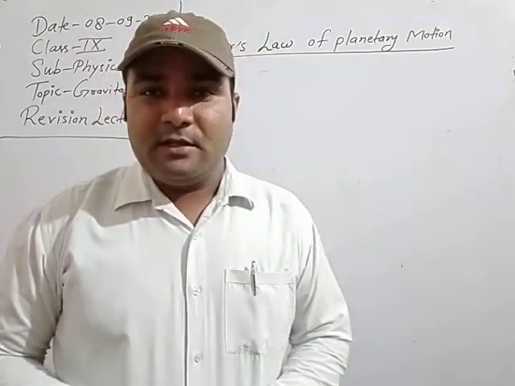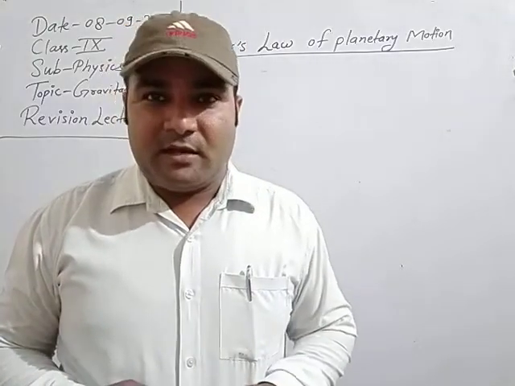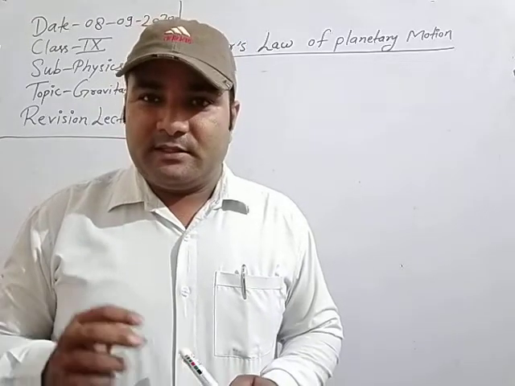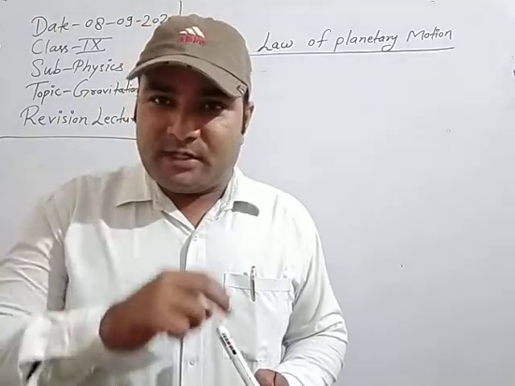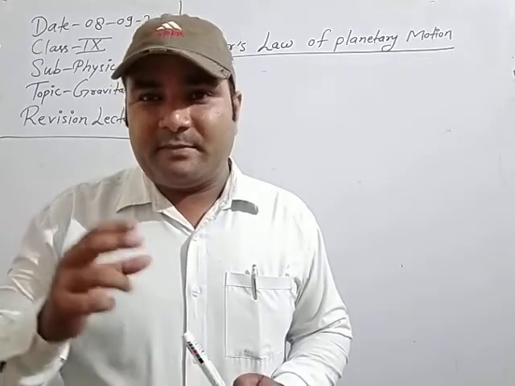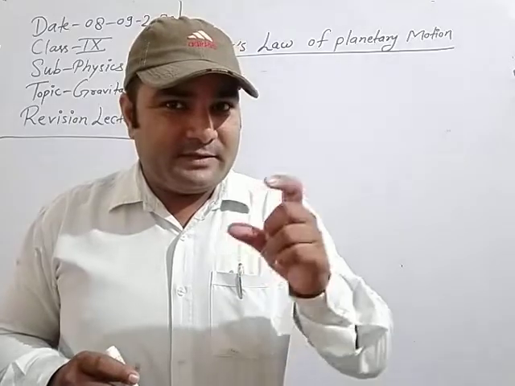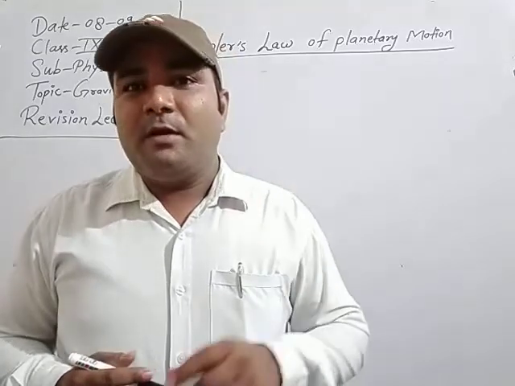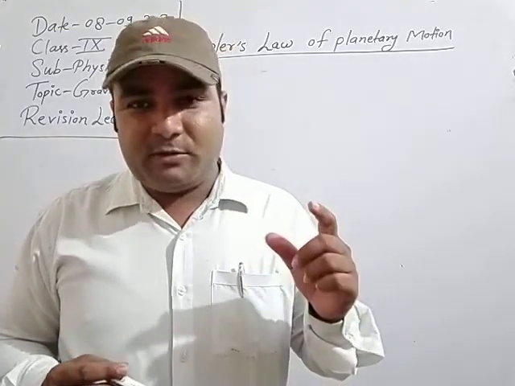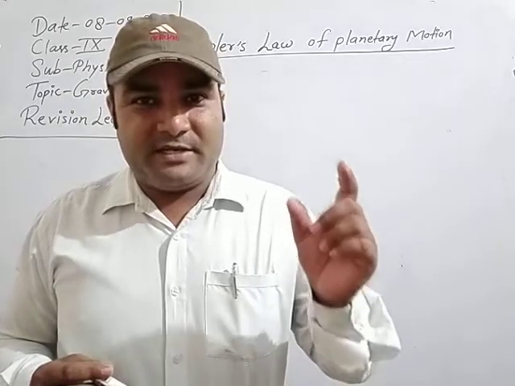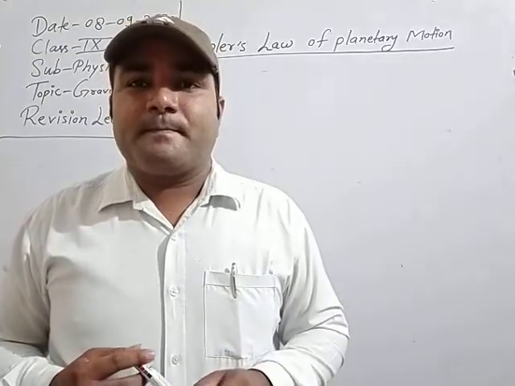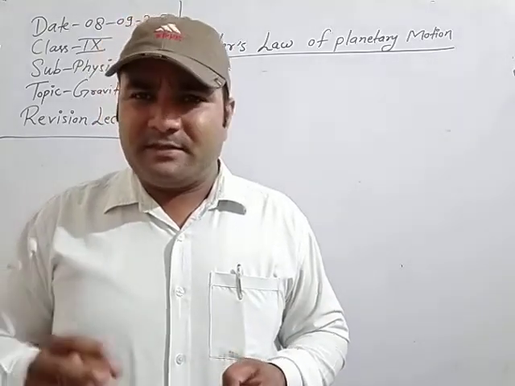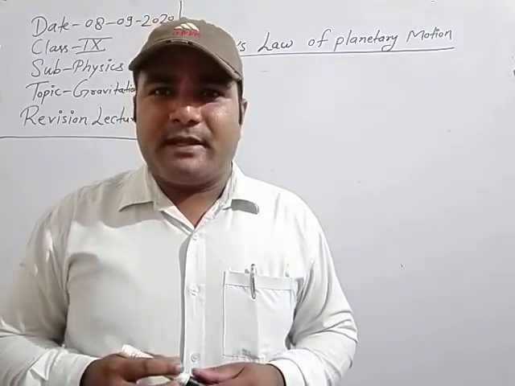Friends, Kepler was the first who gave the laws for the motion of planets around the sun. But the concept of the motion of planets around the sun was first given by Copernicus. That is not given in class 9th standard, but it is given in class 11th standard, so you have to keep it in mind. The first idea about planetary motion, that is motion of planets around the sun, was given by Copernicus. And Kepler's laws are very simple, a total of 3 laws.